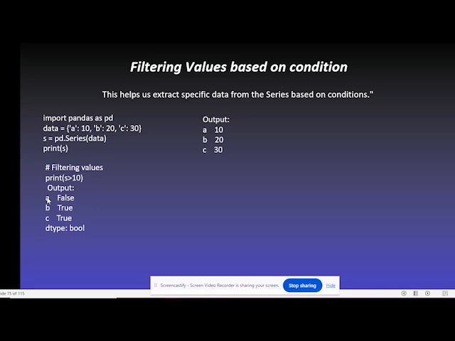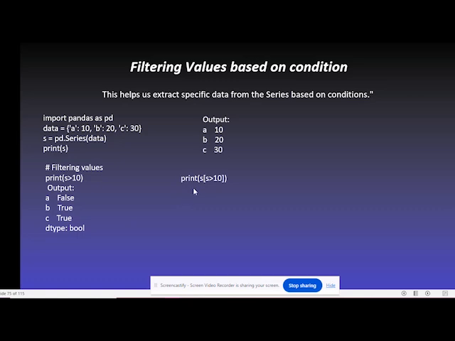Here at A, the value is 10, 10 greater than 10. That is not true, so false will be returned. At B, we have 20, 20 greater than 10. Yes, it is true, true will be returned. At C, 30, 30 greater than 10. That is also true, it will be returned. And the dtype is bool.